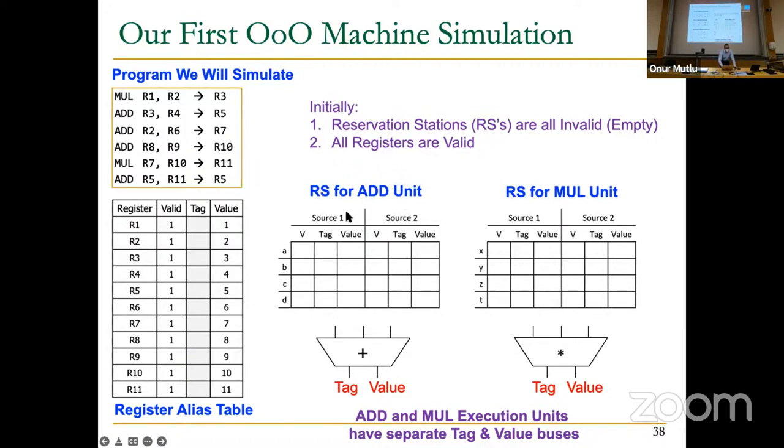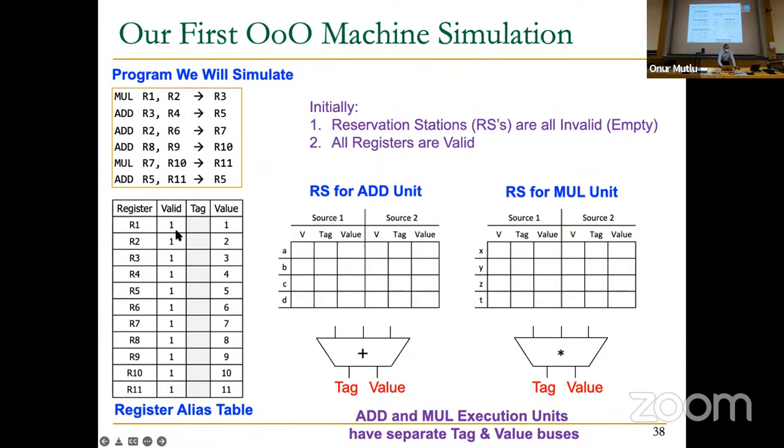Let's take a look at one of the reservation stations over here. There are four entries in this reservation station: A, B, C, D. There are four entries in the reservation station for the multiplier: X, Y, Z, T. And each entry has source one and source two, because these are two-operand operations, right? And each source has a valid bit, tag, and a value.